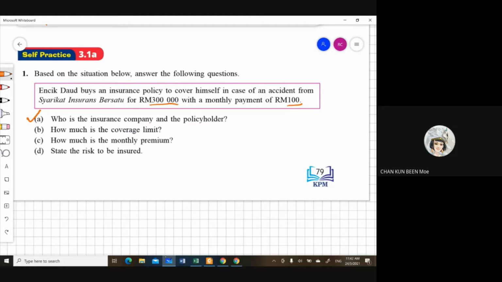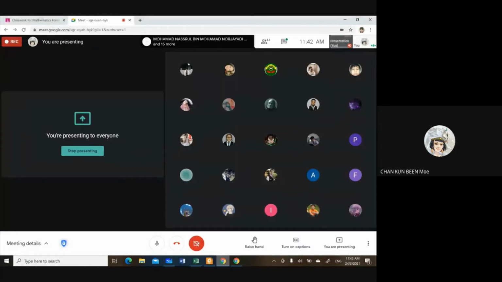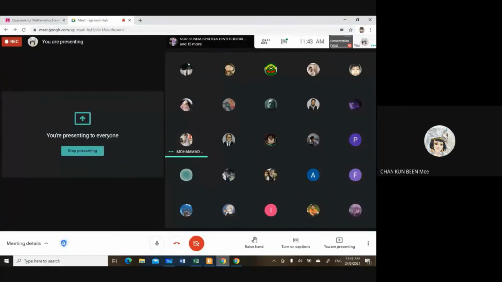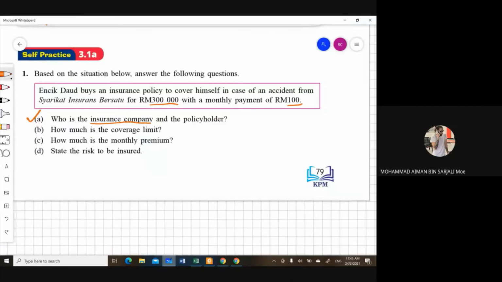So from that situation given, who is the insurance company? Can somebody answer? Anyone can answer from here? I can, madam. Okay, Aiman, what is it? The insurance company is Syarikat Insurance Bersatu, and the policy holder is Encik Daud. Yes, very good. So this one is the answer for the insurance company, and Encik Daud is the policy holder. Thank you, Aiman. Very good.